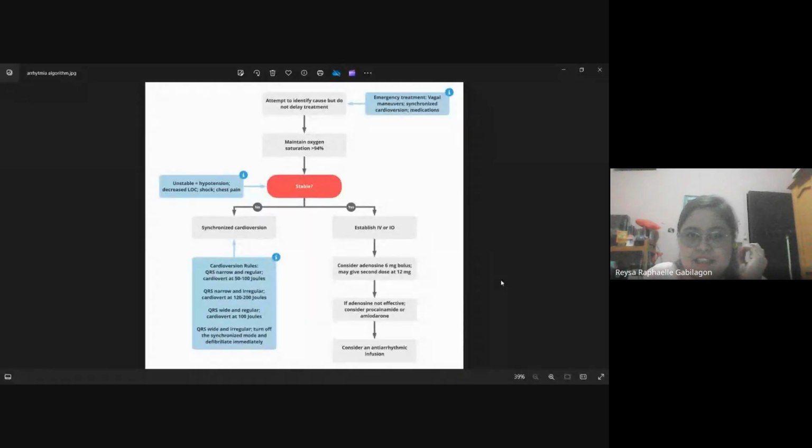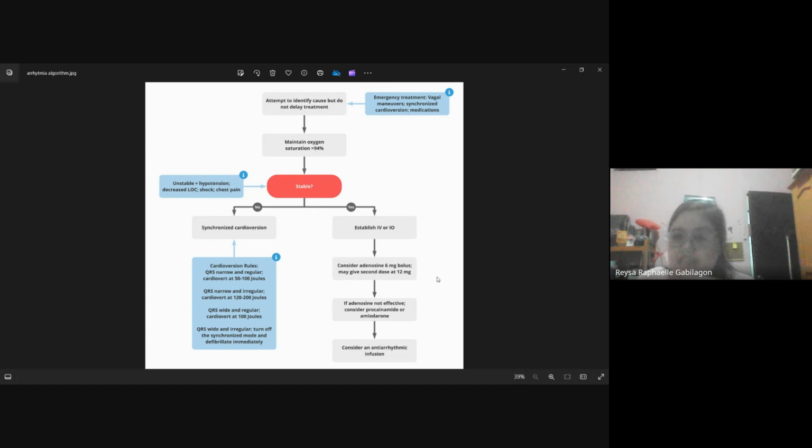So, this one is an example na pwede nating gamitin. Now, this one is like for emergency cases, no, emergency treatment, like yung patient natin has arrhythmia na kung titingnan natin here may require medication only, but yung mga unstable ones, syempre hindi kaya ng ating ordinary treatment. So, the first thing to do is to identify cause, but syempre we don't really delay treatment. Okay? So, i-maintain na natin yung oxygen saturation more than 94%. If stable, pwede tayong magbigay ng ating drugs. It can be IV or IO.